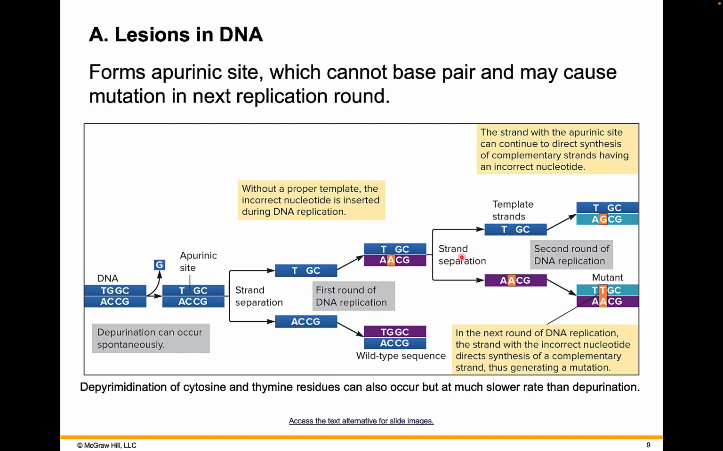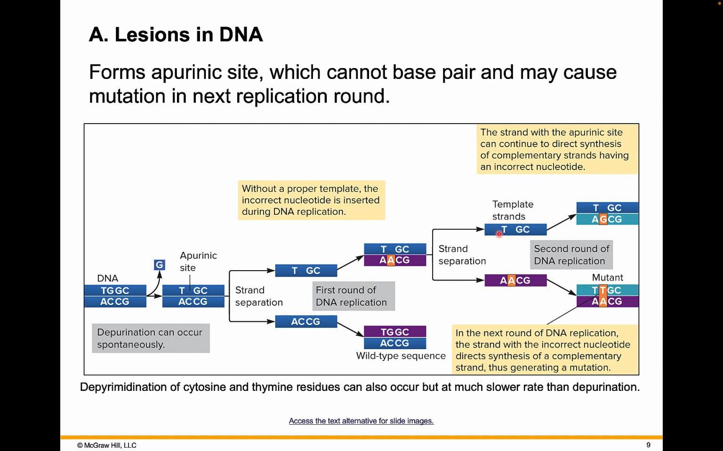Now what happens in the new strand, in the second strand separation in the next generation, you have an AACG. Originally you had an ACCG, now you have an AACG. And in the second round of replication, a complementary T will be there. So this will be a mutant form, and this will be carried forward, generating a mutation.